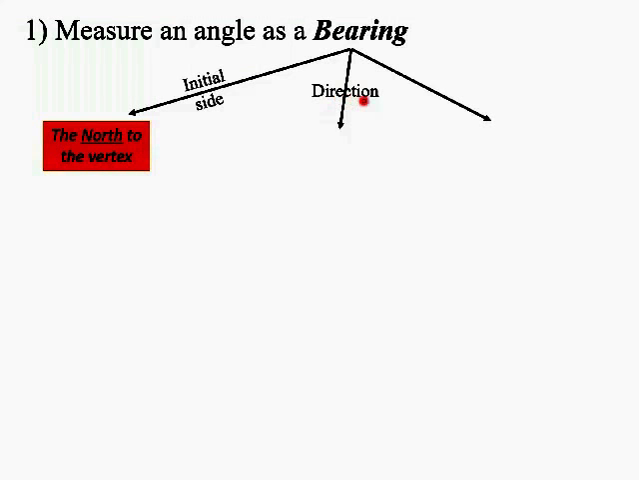When I say bearing, you must know that you must satisfy three conditions together. Number one, you must consider your initial side. Your initial side must be the north to the vertex, okay? And then when you measure the angle, you must go in the clockwise direction. What do we mean by clockwise?